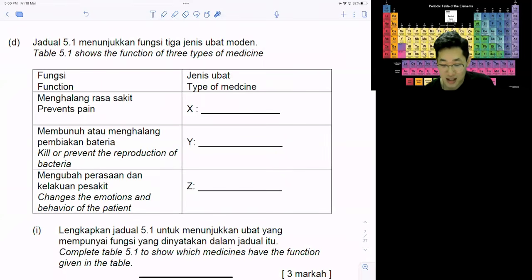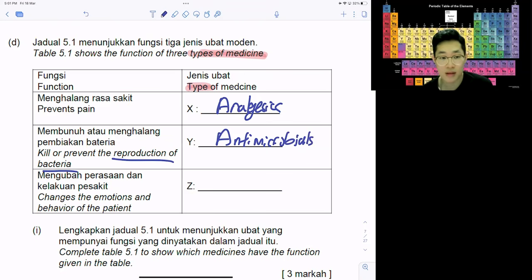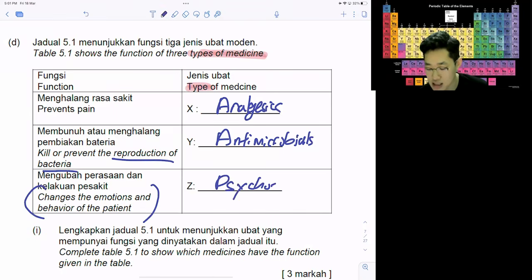Okay, then here, function of 3 types of medicine. Prevent pain, yes, analgesics. Kill or prevent the reproduction of bacteria, yes, antimicrobials. Changes the emotion and behavior of patient, yes, psychotic drugs. Okay.